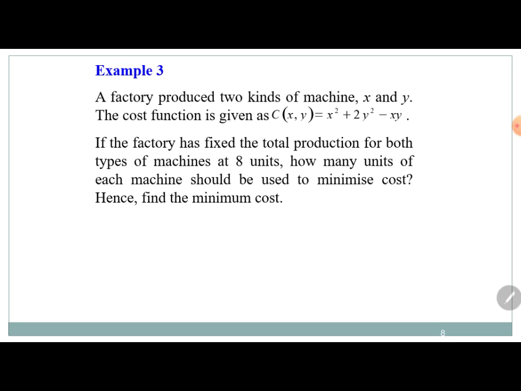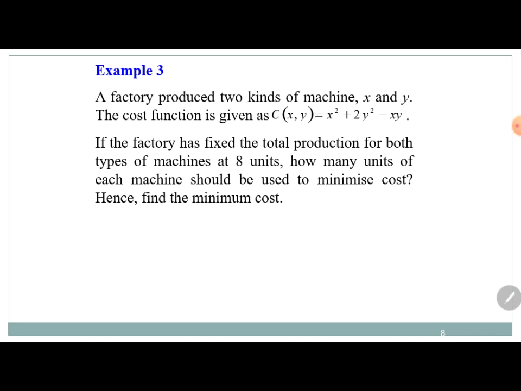Okay, example 3. So this is the example in the economic and business relation. Okay, so let's see the sentence here. So a factory produced two kinds of machine, X and Y. The cost function given C of XY equal to X squared plus 2Y squared minus XY.